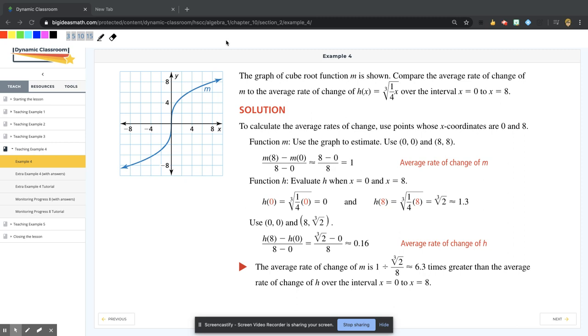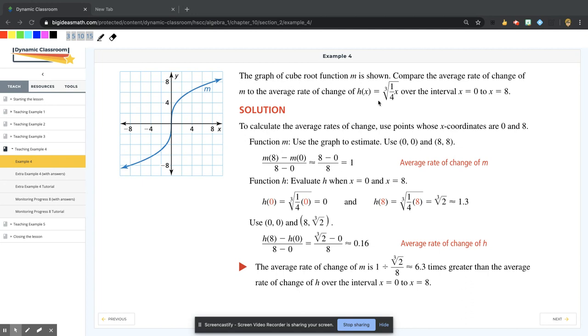Right, we are on example 4 in chapter 10.2. It is on page 554 if you want to follow along. We are going to look at comparing average rates of change and comparing cube root functions.